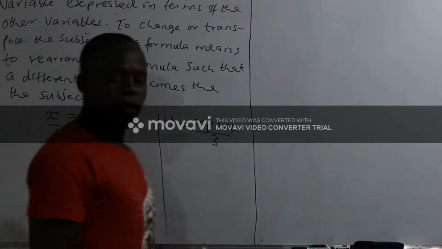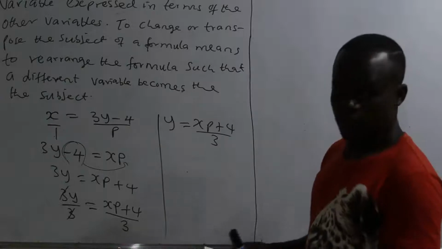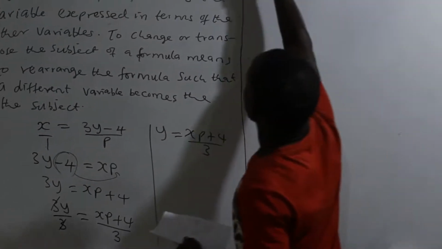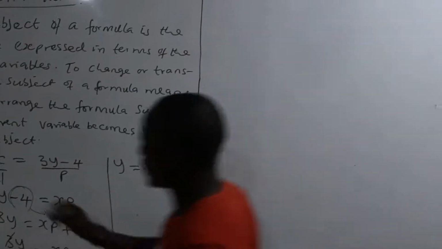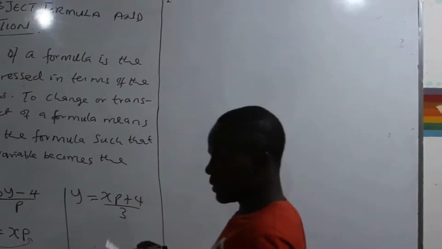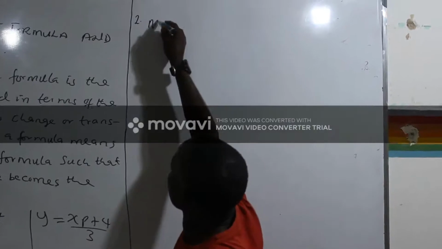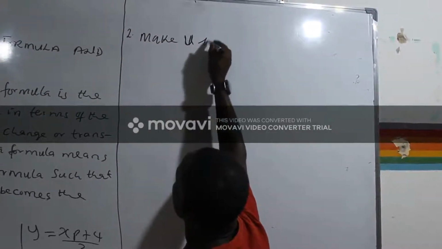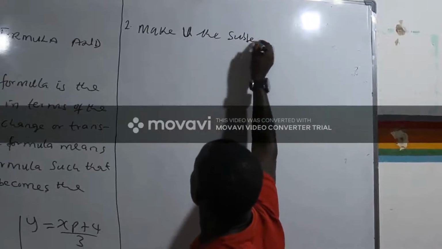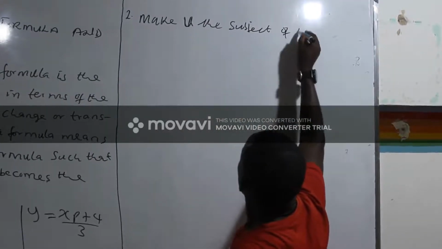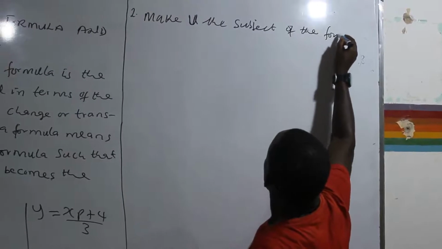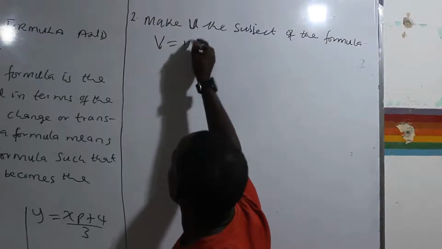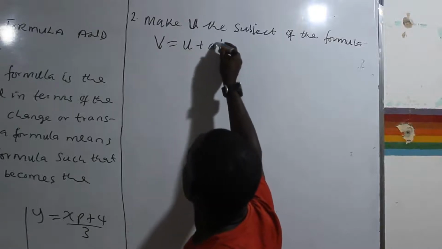Let's take another major example here. Now, we have another example. Let's call it example 2, then this becomes example 1. Now we should make u the subject of the formula v equals u plus a t.